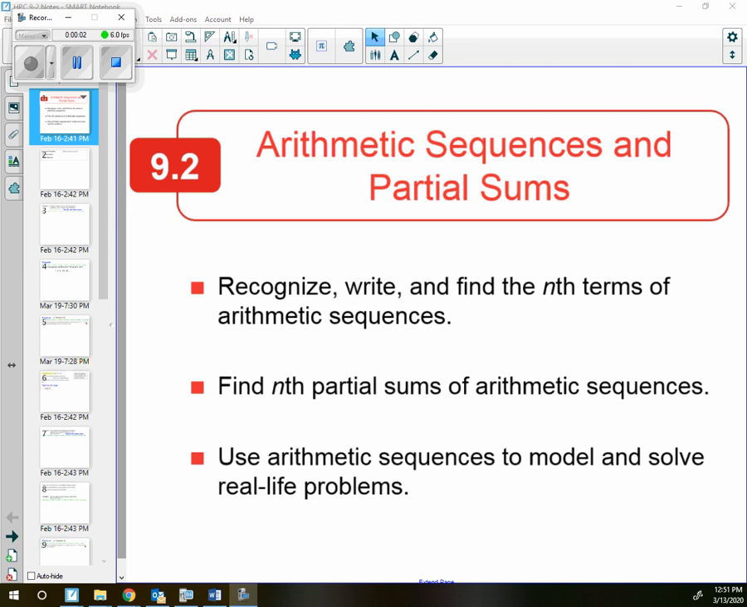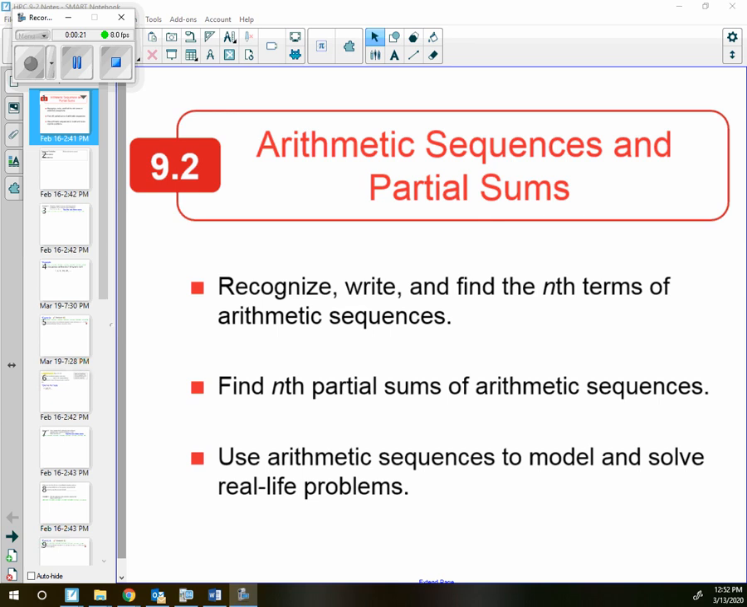Okay, so this is section 9.2, arithmetic sequences and partial sums. In section 1, we talked about the idea of what a sequence and a series are, and how you can express the next term. We can do that with a formula, we can do it recursively, and we looked at the different patterns as we move from one term to the next.